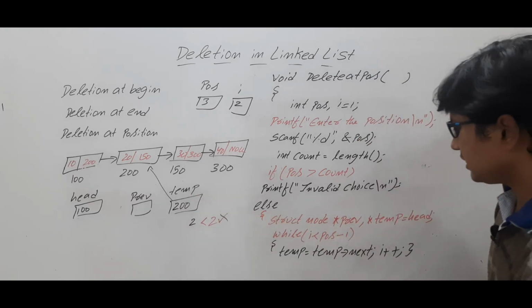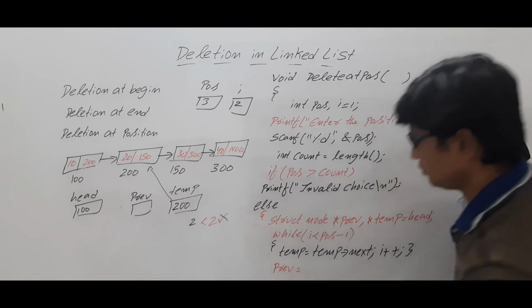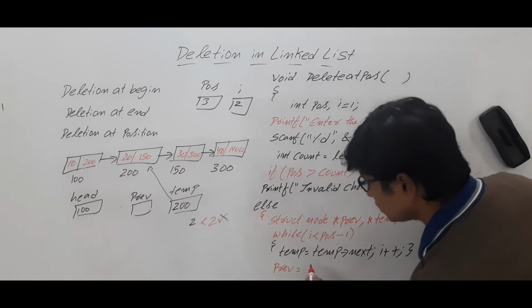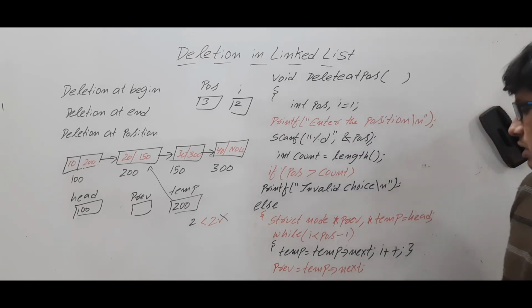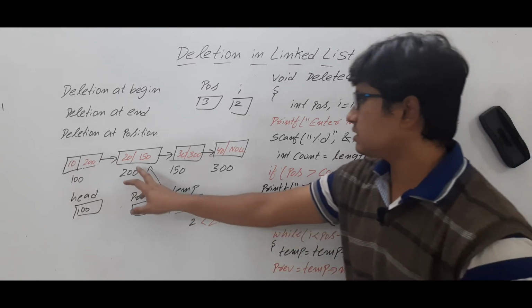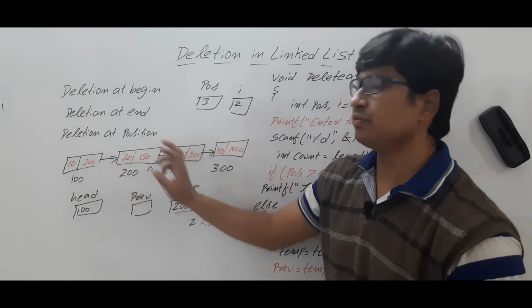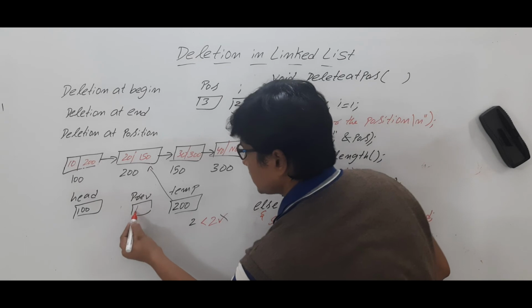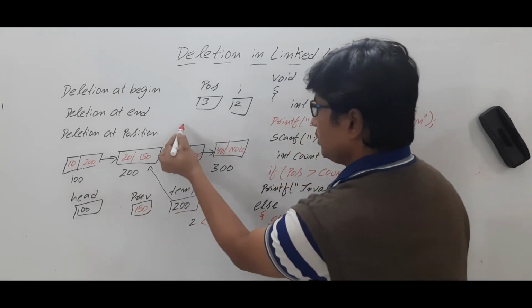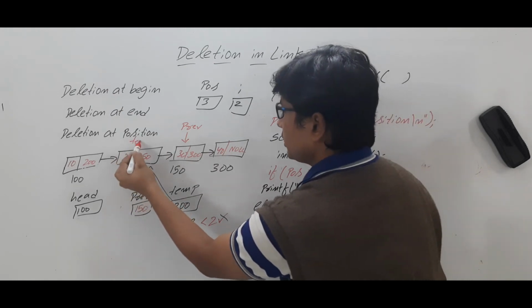Now what you will write is previous, the pointer I have taken, is equal to temp of next. You will write this one: previous is equal to temp of next. What is temp of next? Temp is pointing to this one. Temp of next is 150. So previous is having 150. So now previous is pointing to this node and temp is pointing to this node.